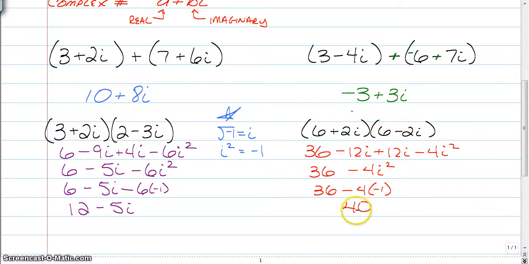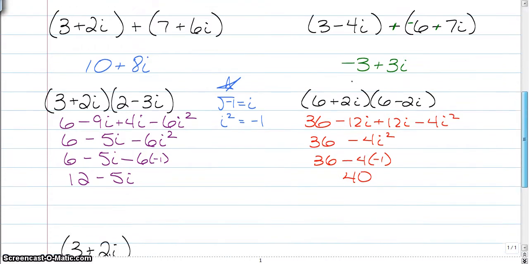So whenever you have that, you're going to end up with just a number, as long as those are the exact same a and b. Just one is a positive bi and one of them is a negative bi.